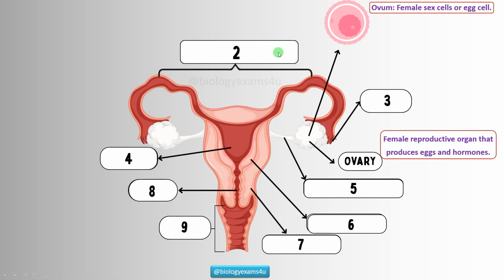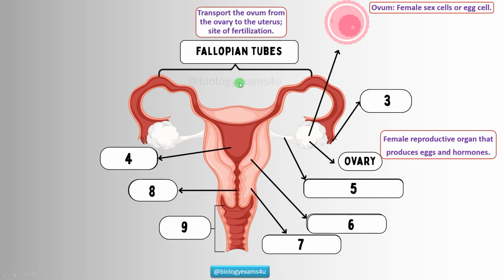The second structure is the fallopian tube that is attached to the ovary. So this is the fallopian tube. It is involved in the transportation of ovum or egg from the ovary to the uterus. It's also the site of fertilization.